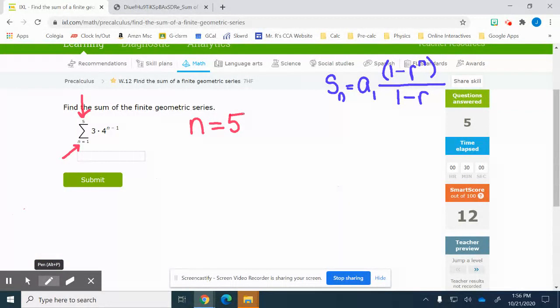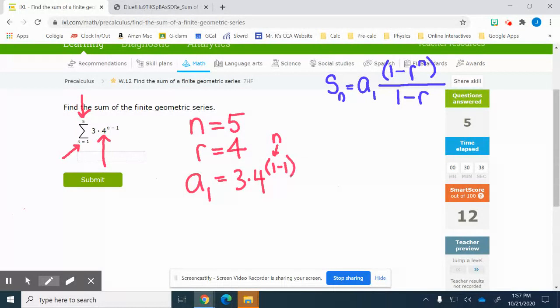Now, the next thing, looking at our formula, we're going to need an r. What's our common ratio? Well, it's whatever's under the exponent, right? And in this case, it's 4. So we have a common ratio of 4. And the last thing we need is our first term. So our formula is 3 times 4 to the n minus 1. And since we're putting in the first term, we're going to put in 1. That's where the n is in the formula. 1 minus 1.